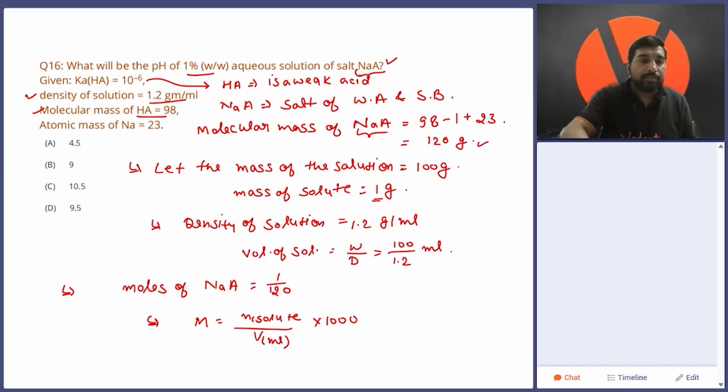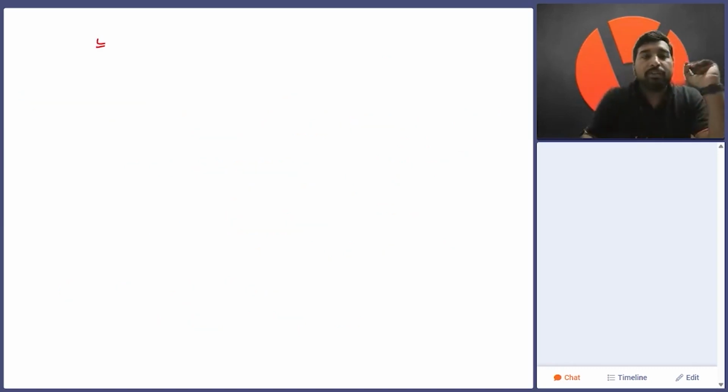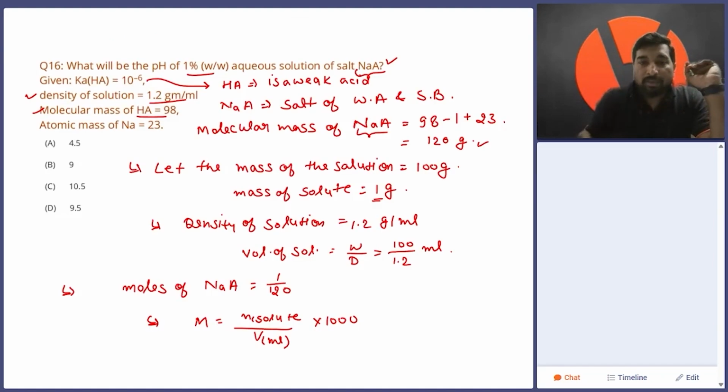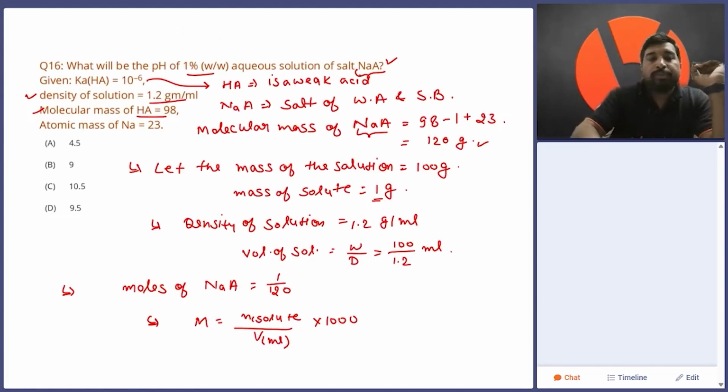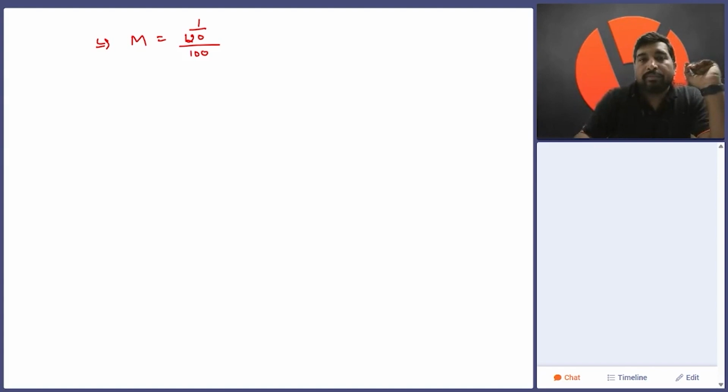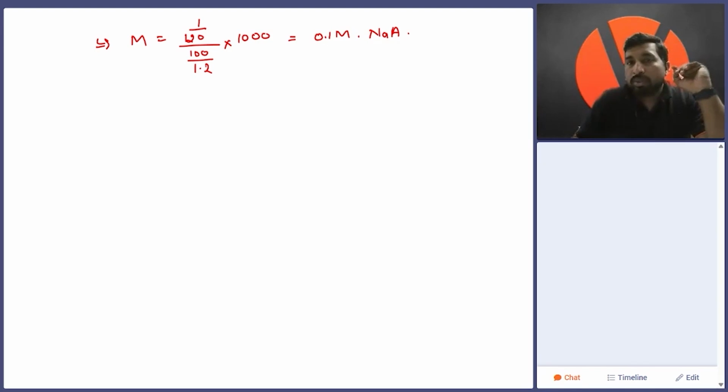So what is the molarity of the solution? Molarity is equal to number of moles, 1 upon 120, and volume of solution is 100 upon 1.2, multiplied by 1000. Solve this, we will get the answer 0.1 M NaA solution. Now you know that this is a salt of weak acid and strong base.